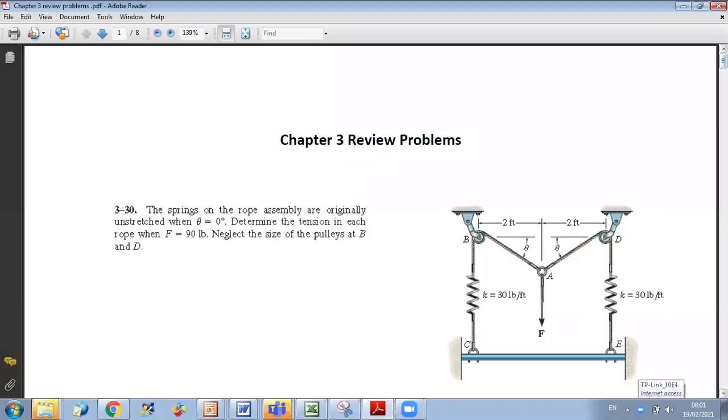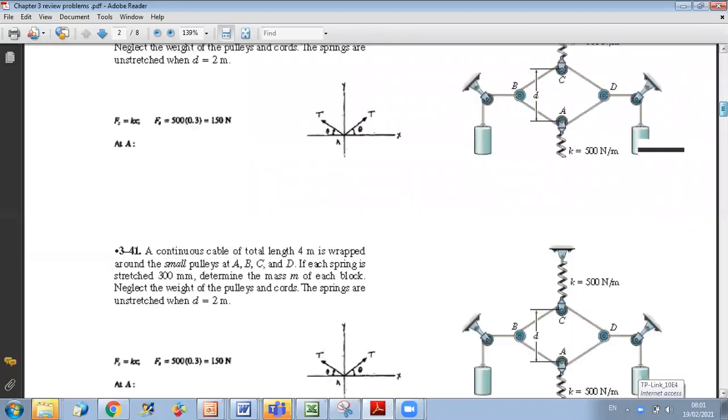Continuing today, we will finish today's problems on particle equilibrium.